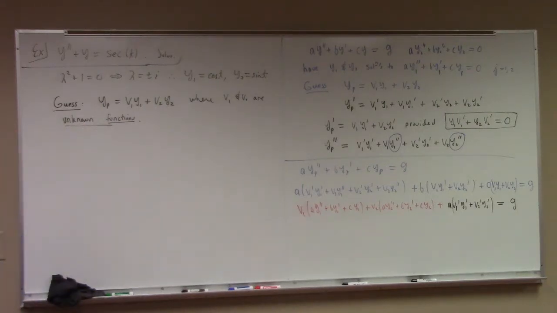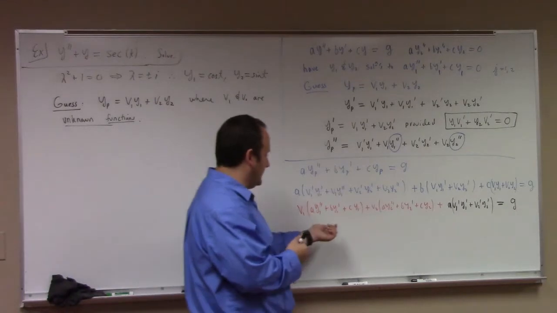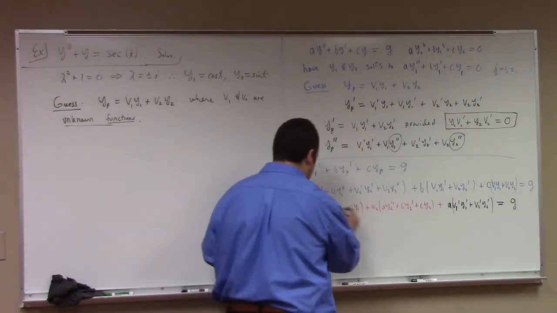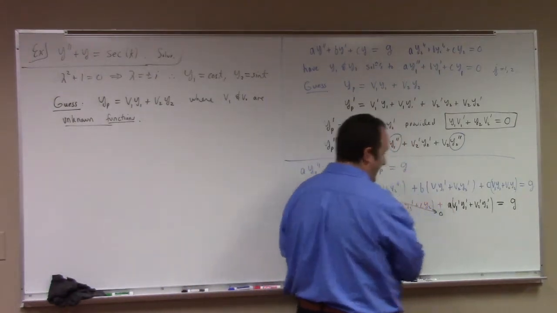So what's the deal with the red terms? By assumption, Y1 and Y2 are forming the fundamental solution set. Those are solutions to the corresponding homogeneous equation. By assumption, the terms in red are 0, because we're adding those particular linear combinations of the first and second derivatives of Y1 or Y2. These are by construction 0, which is the beautiful thing I was about to butcher.